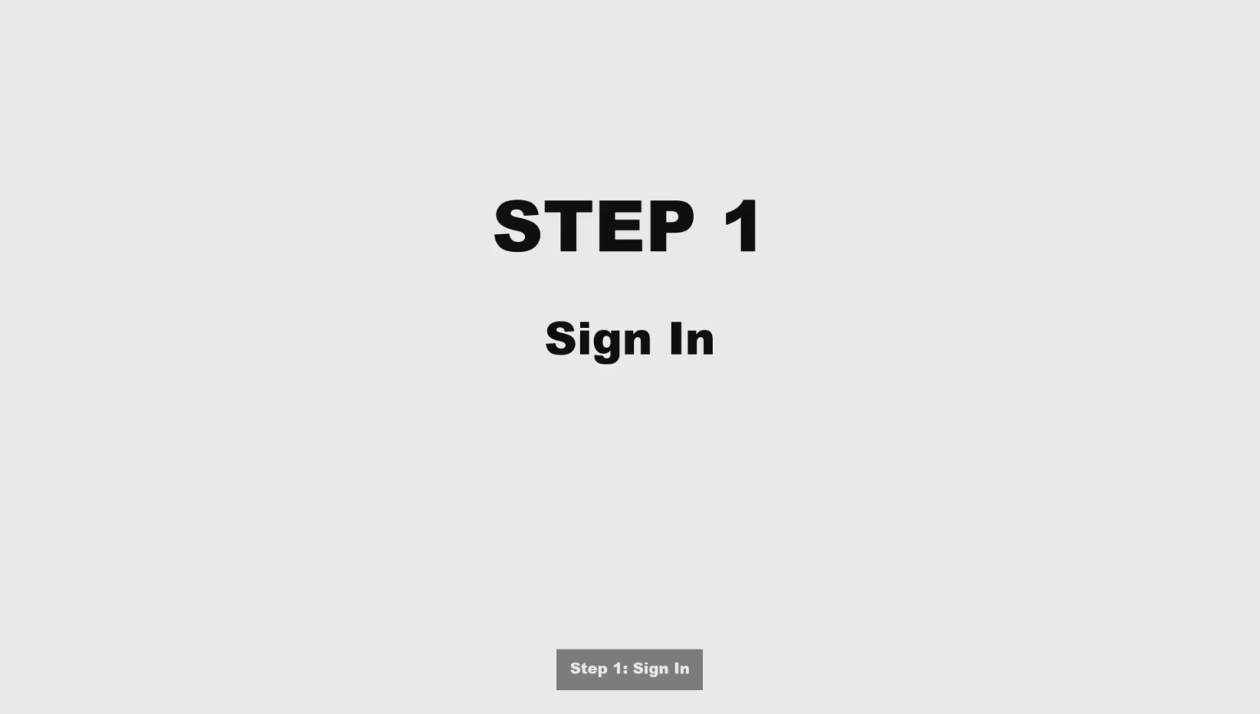Updating your primary email on Amazon Prime is a straightforward process. Follow these steps to ensure your account information is current. Step 1. Sign in. Go to the Amazon website and click on the Sign In button. Enter your current email address and password to access your account.